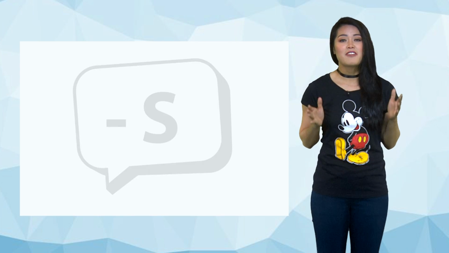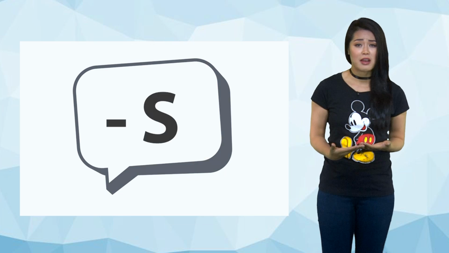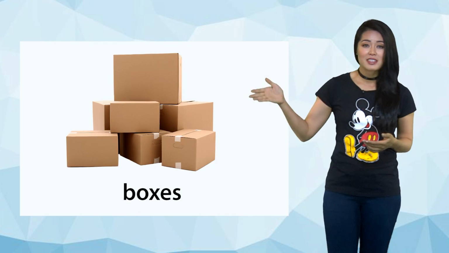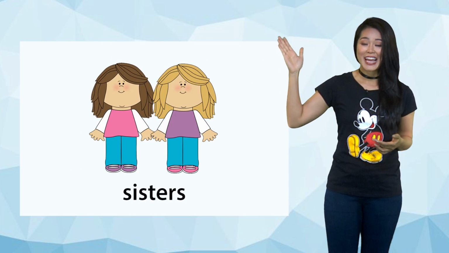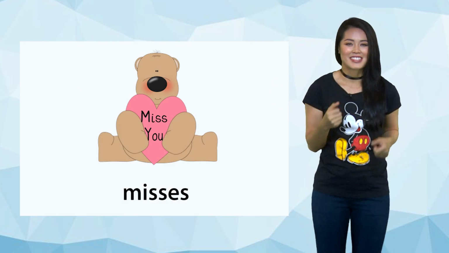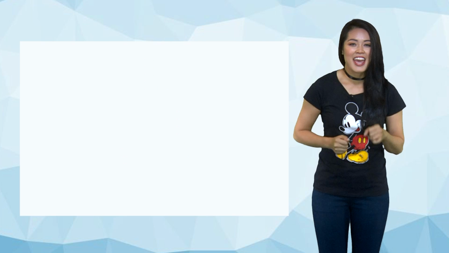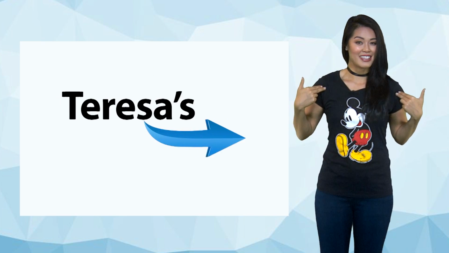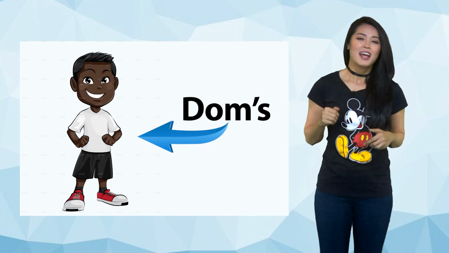We often see final S at the end of plural nouns. For example, boxes, sisters, cats. Verbs in third person, misses, runs. And at the end of a possessive case, Teresa's, Dom's.